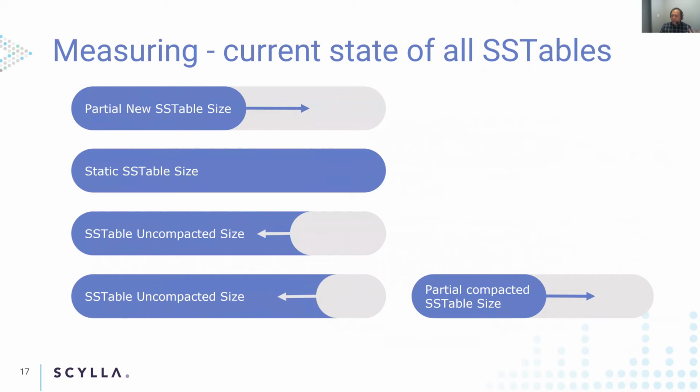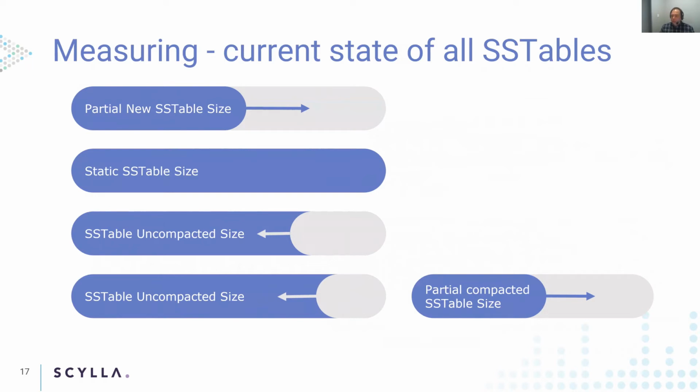Then I have static SSTables, which are essentially SSTables that are just sitting there. They're not being compacted at the moment, and they are fully written. And there are also SSTables being compacted. What that means is that I have to read through all of that SSTable. So to have a complete view of how fast my process is going, I need to know at any given point how much of an SSTable I have compacted already.